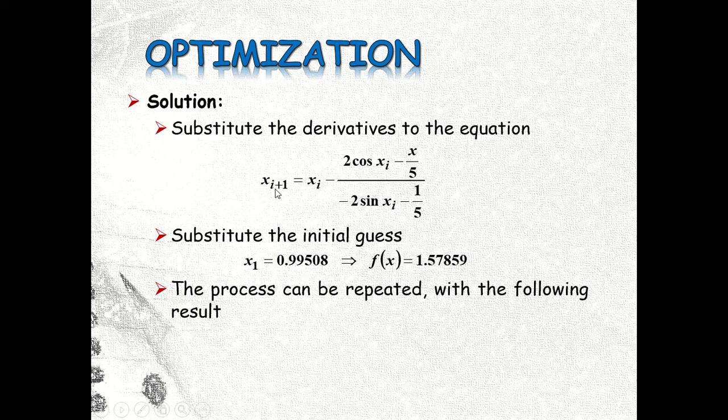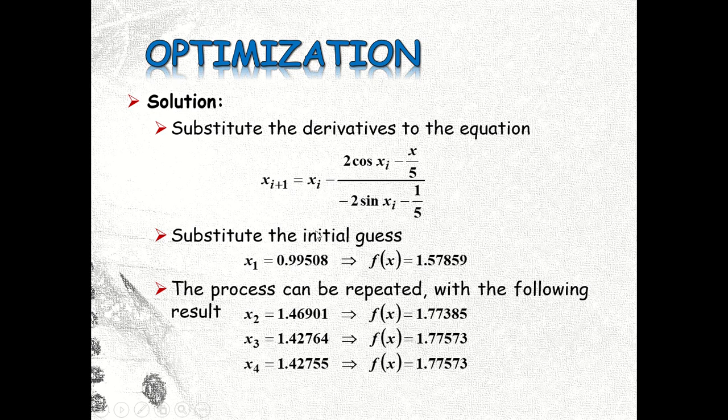When you solve for x sub 2, meaning when i is equal to 1, this becomes x sub 1, right? So 1 plus 1, this becomes x sub 2, the next iteration. When i is equal to 1, this is 1 plus 1, x sub 2. So x sub 2 will be x sub 1 minus 2 cosine x sub 1 minus x sub 1 over 5. All right, and substituting, you will get this.